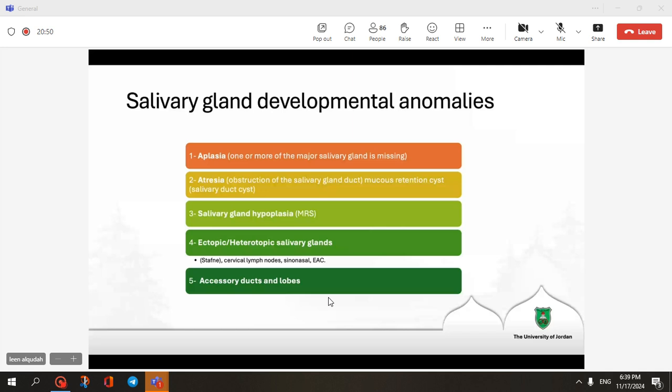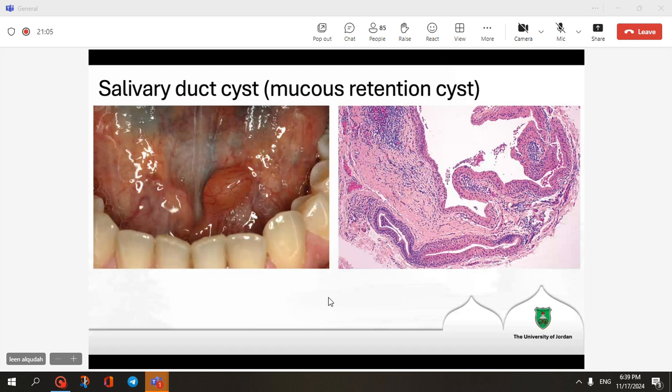And of course, sometimes your glands are normal, but they have an accessory duct or an accessory lobe, and that's more common to be seen with the parotid glands. Now, the salivary duct cyst, or also known as mucus retention cyst, first of all, it is a developmental anomaly. It happens during the development of the salivary glands. It's usually cystic, meaning it has an epithelial lining.